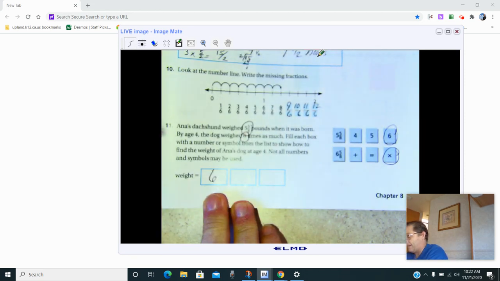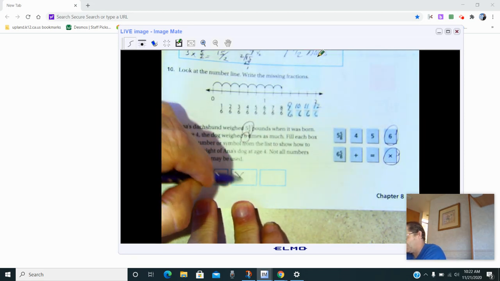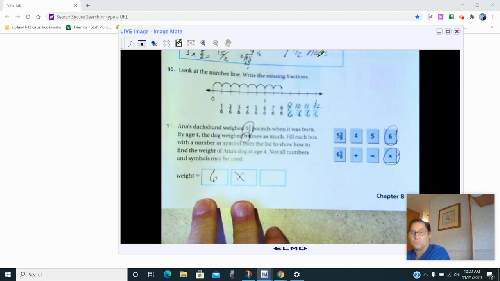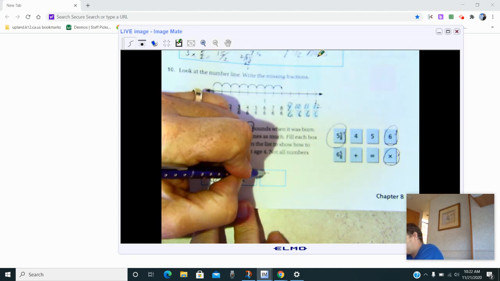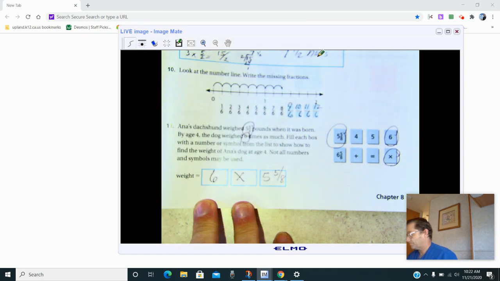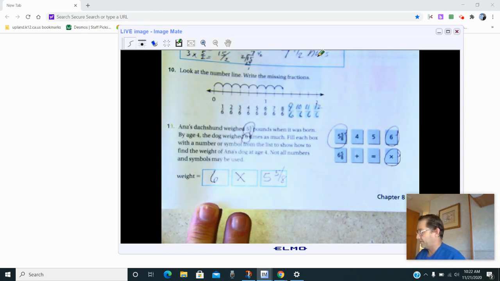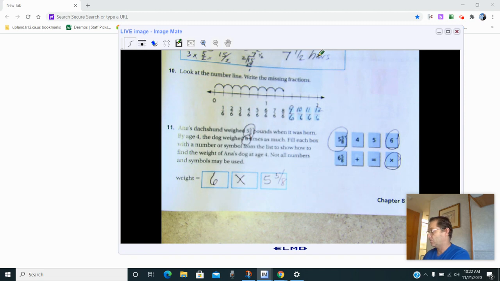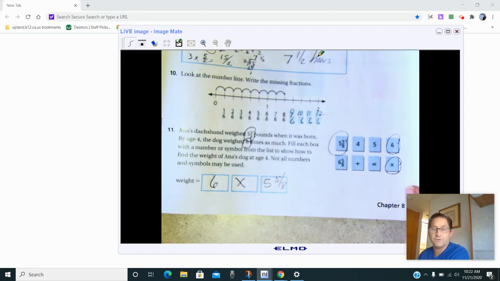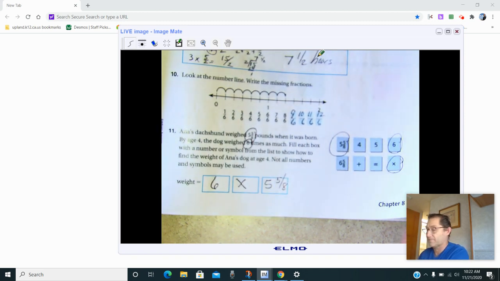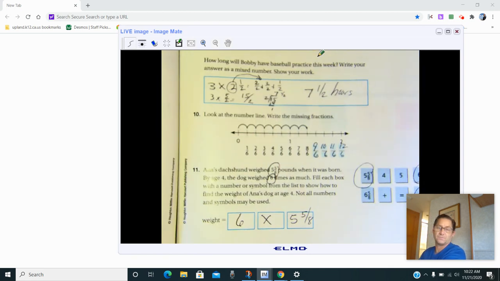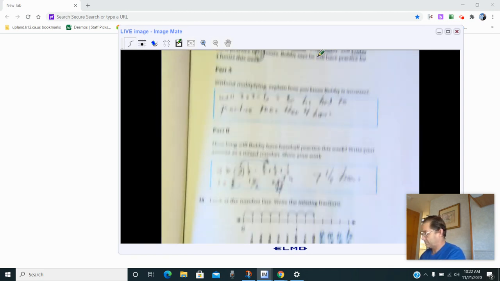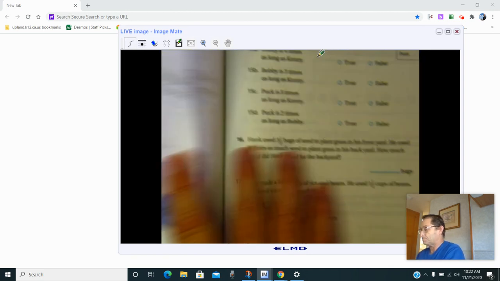Okay, so we know that we have to use the number 6. And we're going to use times because it's 6 times as much. 6 times as much as what? 5 5/8. Fill in each box with a number or symbol from the list to show how to find the weight. So that's all we have to do. We don't even have to tell the answer. Just what would we do? Well, I would multiply 6 times 5 5/8. The dog's going to weigh a little over 30 pounds because 6 times 5 is 30.